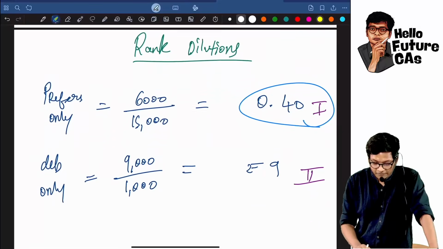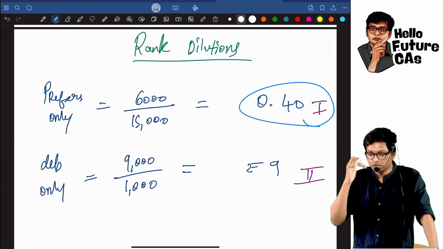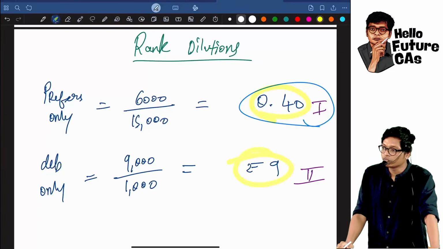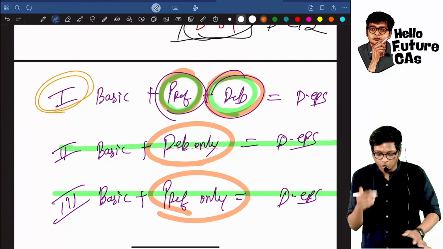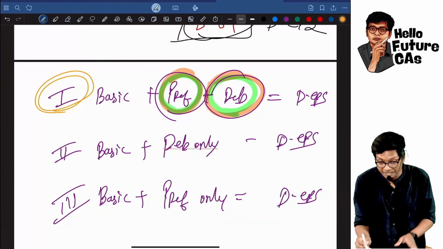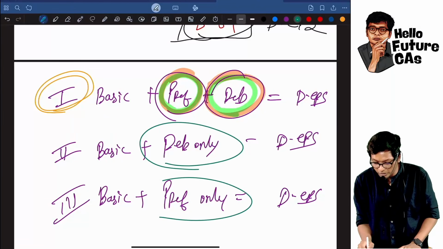For that only we will do this ranking. And in this ranking, what is rank 1? The one which has lower dilution value. Are you following, guys? And that's why I told over here, in the main exam, in most of the occasions, they will ask only one convertible. Which convertible? Either debentures or either preference.